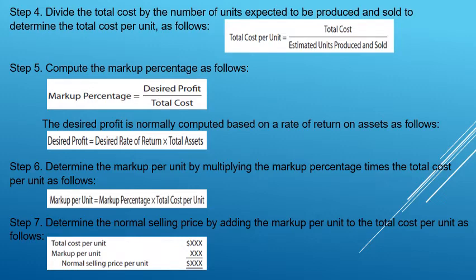And lastly, the 7th step is to determine the normal selling price by adding the markup per unit to the total cost per unit. So we have the total cost per unit plus the markup per unit, and we will be able to identify the normal selling price per unit.